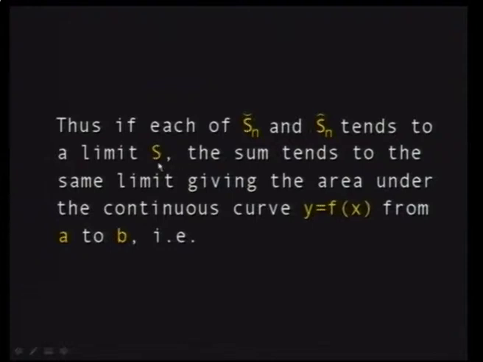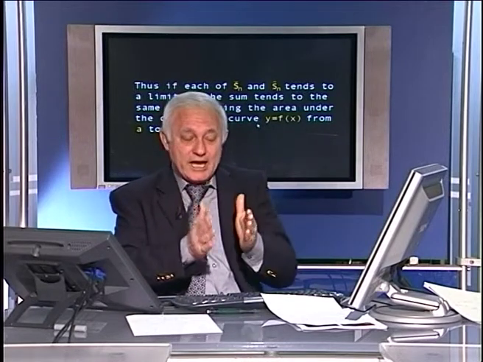So each of these, S upper and S lower of n, tends to a limit S, then the sum tends to the same limit, giving the area under the continuous curve. So this is the first condition we have released for calculating area through subdivisions, like we did.